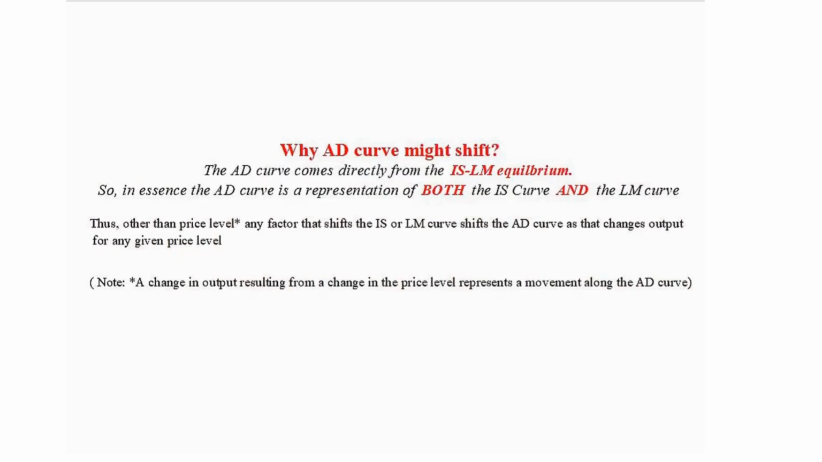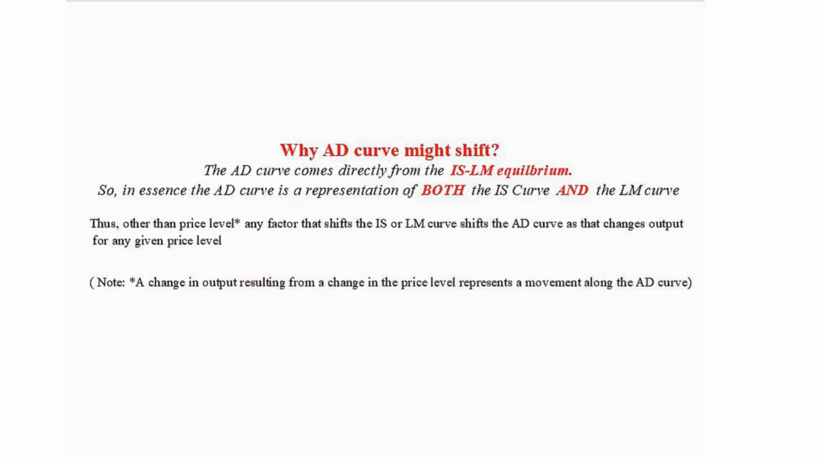Now look at why the aggregate demand curve might shift. The aggregate demand curve shows us all those combinations of price level and output for which both the goods market and the money market are in equilibrium. So, the aggregate demand curve comes directly from the IS-LM equilibrium. In a sense, the aggregate demand curve is a representation of both the IS curve and the LM curve.